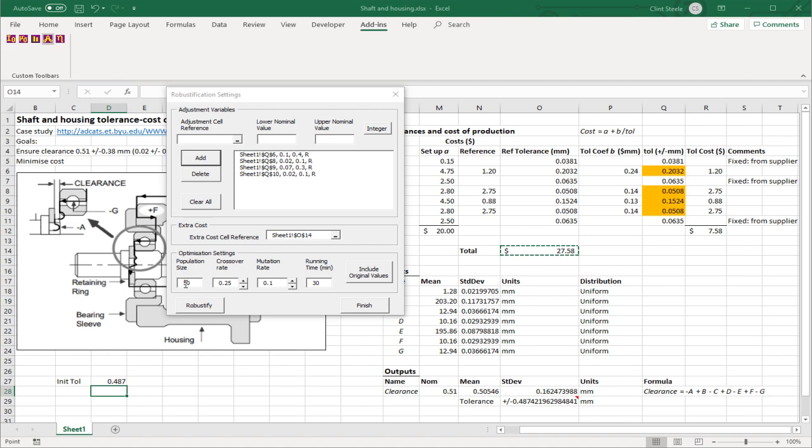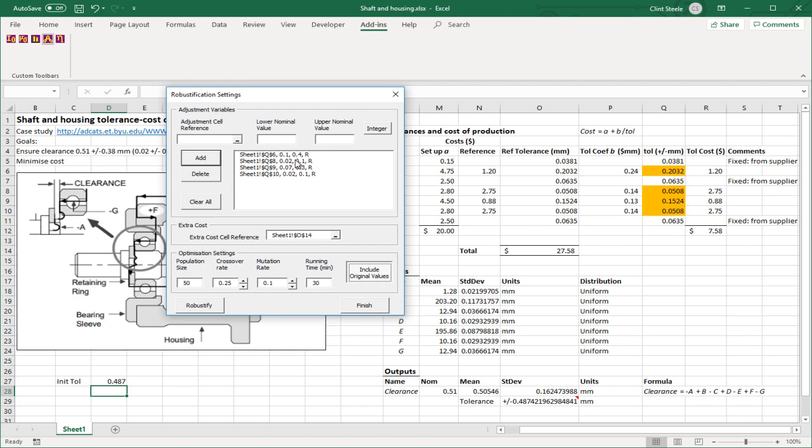So we've got our standard settings here: population size, crossover rate, mutation rate. Once again, if you look at the user guide for the software, that can all be explained. I'm not going to worry too much about that now. 30 minutes I've typically found is a good runtime. Usually it's more than enough. I think in this scenario here, because we do have an initial design that more or less gets the job done, we might as well include the initial values in the optimization process. I'm just going to double check these.